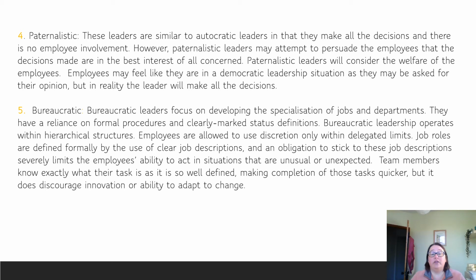Employees are allowed to use discretion, so they can use their own ideas, but only within very defined limits of their job role. So you can't really step out of your role as it's defined in that hierarchy. Team members are clear on what the task is, it's well defined, and you also tend to do the same tasks repeatedly, so you get much quicker at them. One of the big drawbacks of bureaucratic is it does discourage innovation or the ability to adapt and change. So people get very stuck in their ways, very clear on how they're doing things.